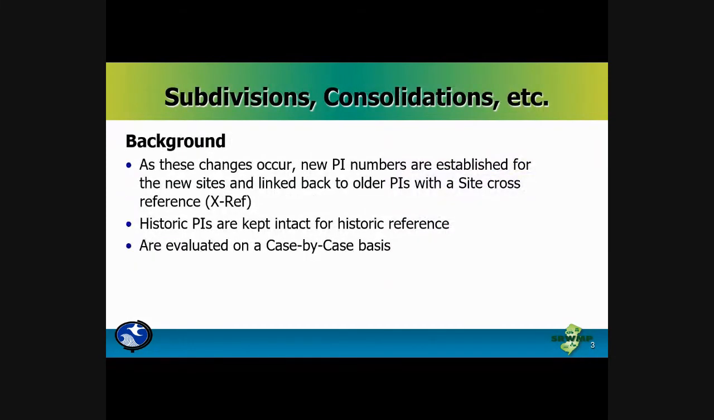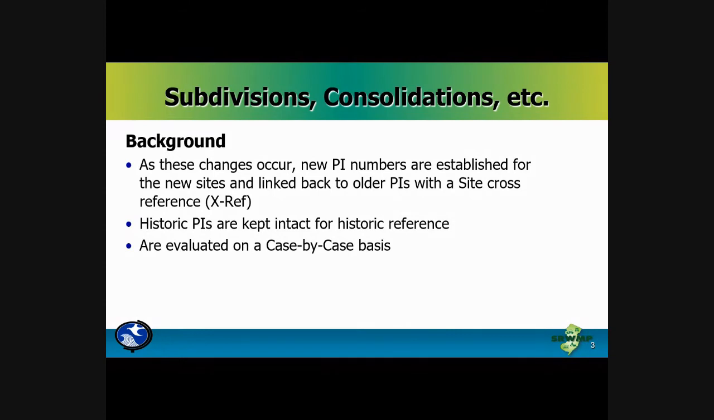So as you can imagine, with all the constant development and redevelopment that occurs across New Jersey, it becomes difficult for us to maintain the one PI per site structure. So in order to preserve the history of a site and to try to keep our data as clear as possible, we use something that we call site XREFs. Site XREFs allow us to link different PI numbers to show that the two have some sort of overlap and relationship. So a common example of this is a subdivision.